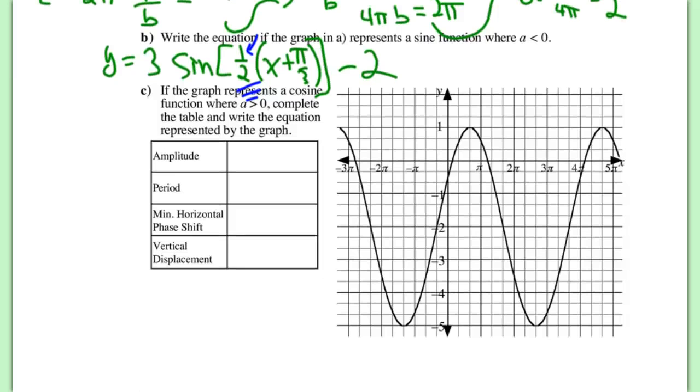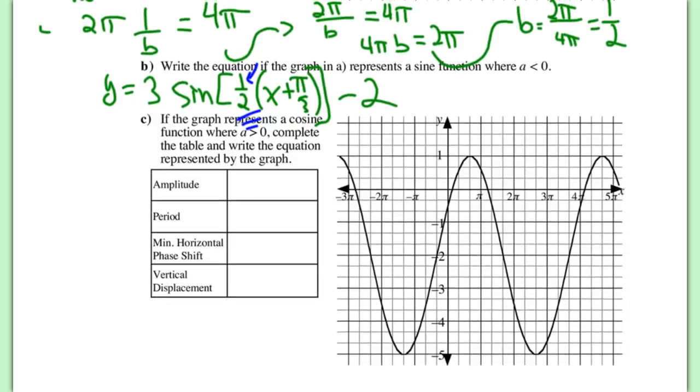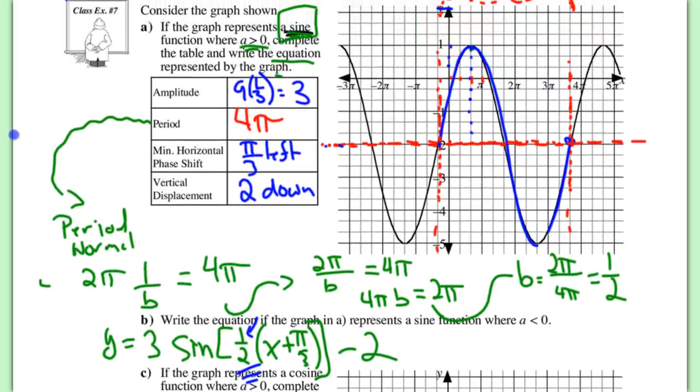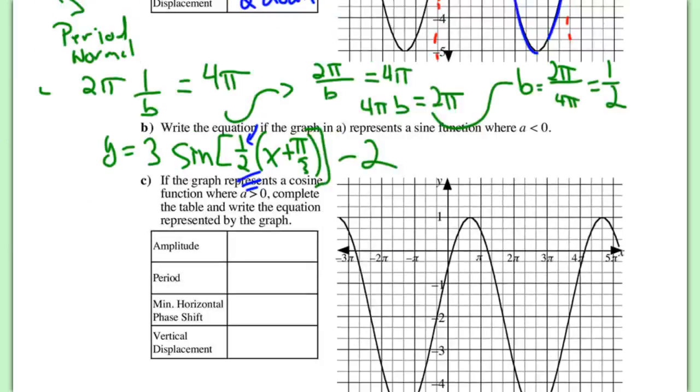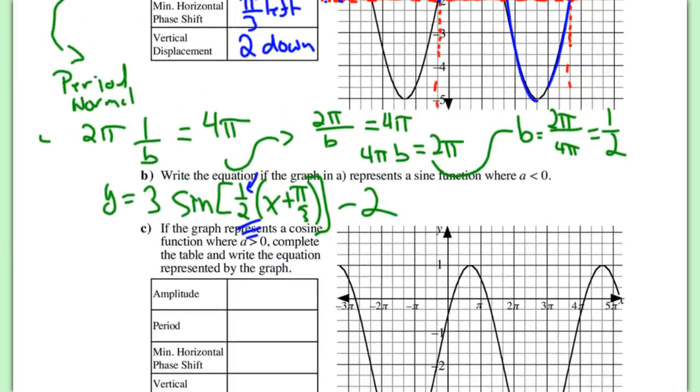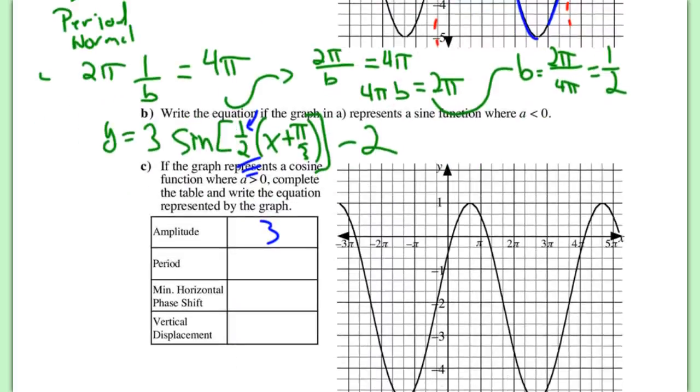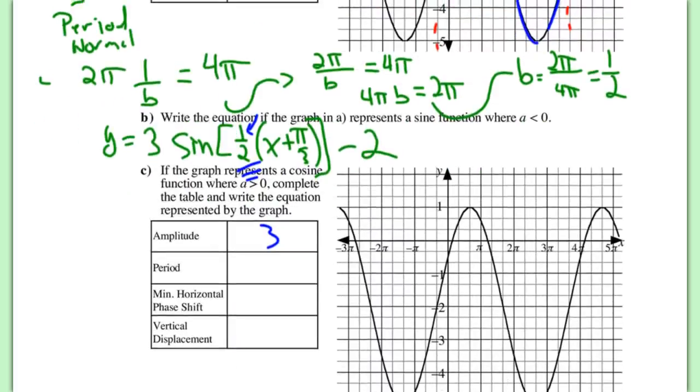We could go through another one. If the graph was cosine, and I believe this is the same graph. Now the good part is the amplitude's going to be the same, so I won't go through that again. So the amplitude's still going to be 3. The period, I'm not going to go through that again because period for sine and cosine is the same. So the period here is still going to be 4 pi, which makes that b value equal to 1/2, like I already showed you.